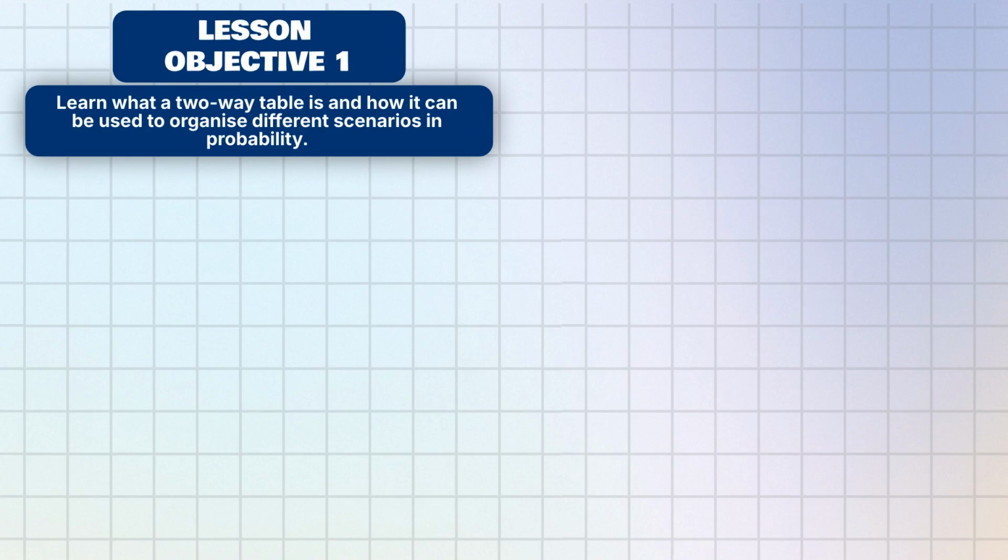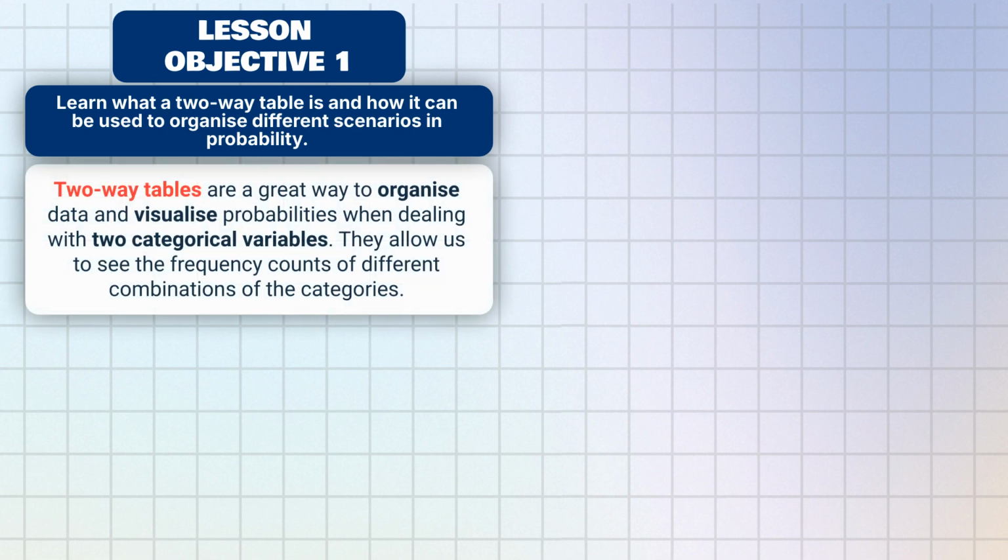Let's dive into understanding two-way tables. Two-way tables are a great way to organize data and visualize probabilities when dealing with two categorical variables. They allow us to see the frequency counts of different combinations of the categories. Let's consider an example where we record the grades of students from different demographics in a school. We'll categorize students by gender and record the grades they achieved.